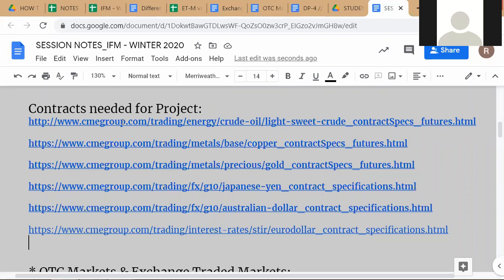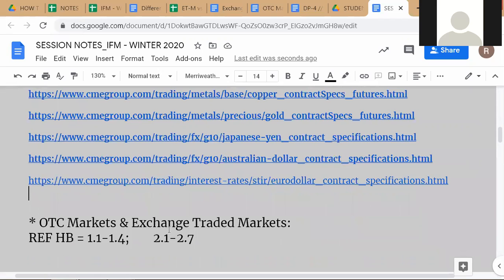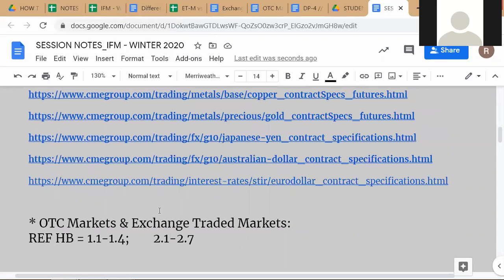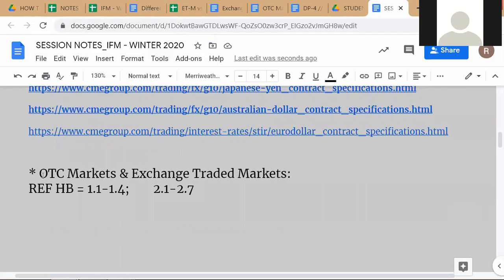So you can go to the CME page and start looking at these. These are all futures contracts. I will give you some readings as well. As you can see here, there are some readings given, and you also have the readings which are there in your notes. Our topic now is basically OTC markets, exchange traded markets, understanding how markets work. And the connected topic is essentially forwards versus futures.